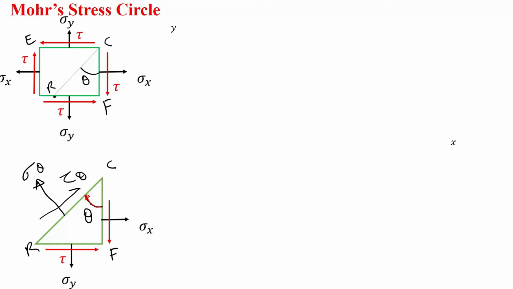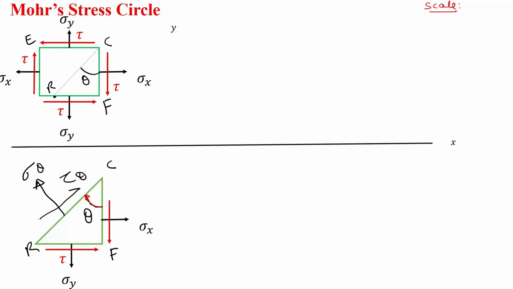As we discussed in the last class, first of all we have to choose our scale to draw the Mohr circle on graph paper. So first of all we have to decide the scale, and then as we know, on the x-axis we will mark the value of direct stress, and on the y-axis we will mark the values of shear stress. So let's start the construction of Mohr circle. First of all we'll draw two axes, x-axis and y-axis.